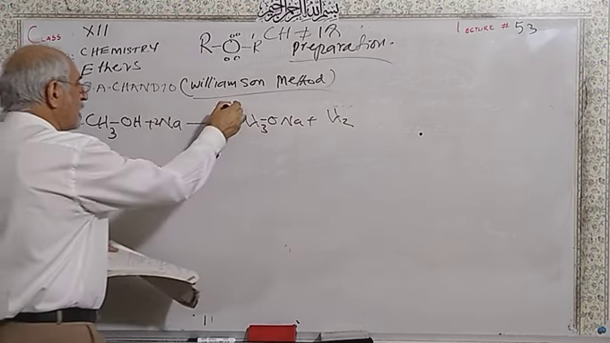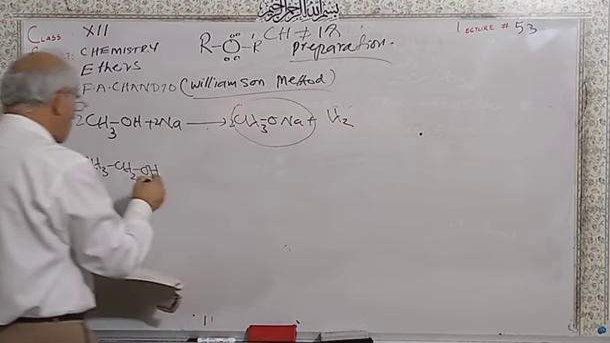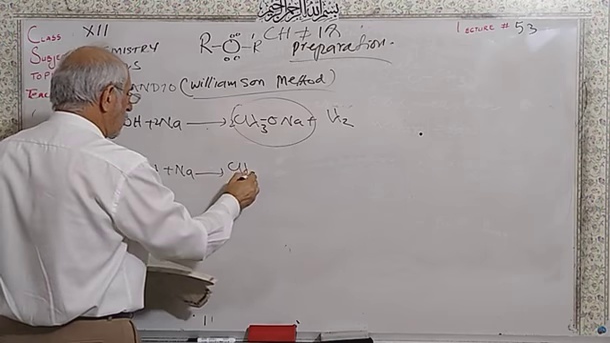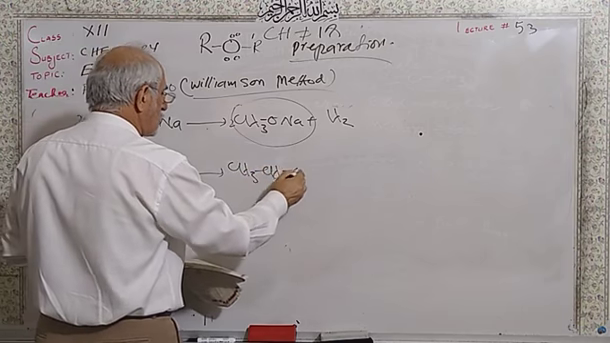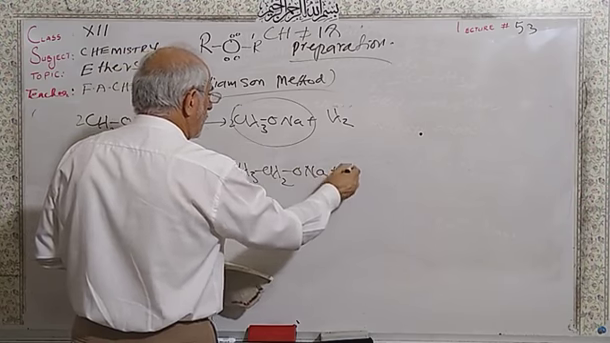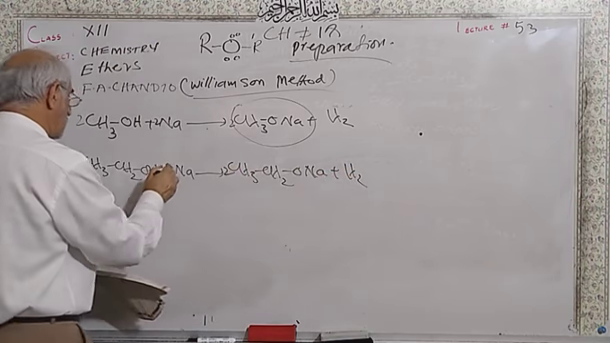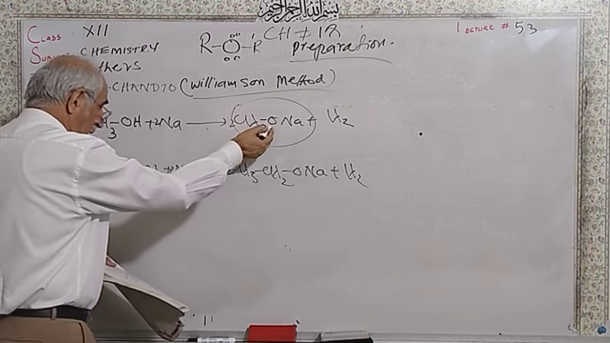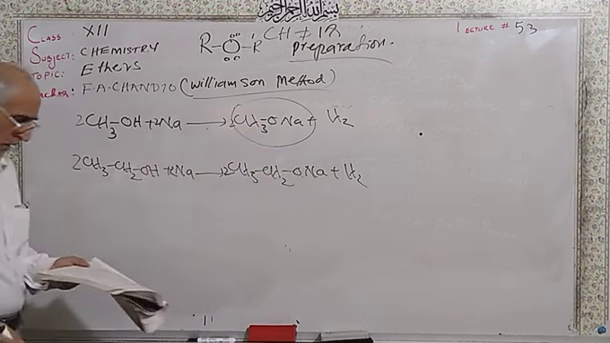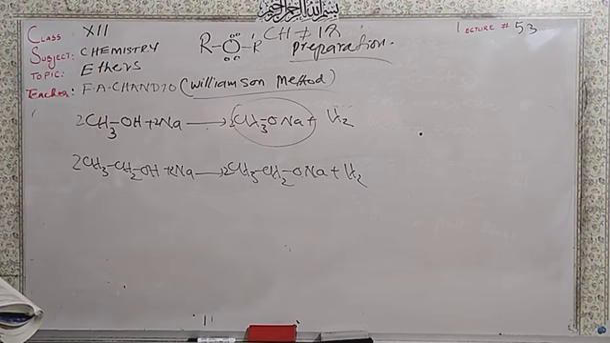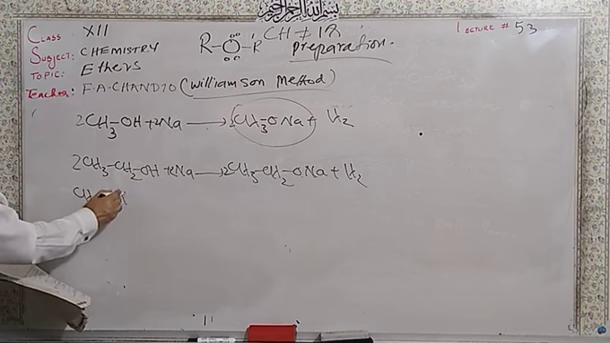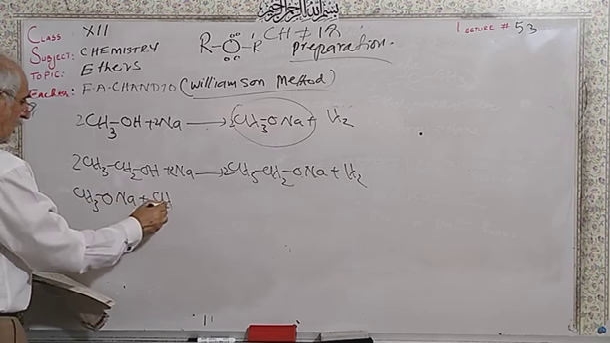We are only concerned with this. Same case here: sodium metal is going to react, so you will get sodium ethoxide, and hydrogen gas is released like this one. So this is sodium methoxide, and this is sodium ethoxide. Then you have to combine with an alkyl halide. So this is CH3ONa, sodium methoxide, with methyl chloride.